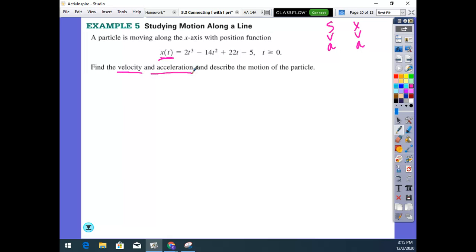All right, find the velocity and acceleration. That's the easy part. v of t is just the derivative of x. I'm going to put a over here just because I'm going to do some sign stuff with this one. Take the derivative of the derivative. Okay, set your velocity equal to 0. I can factor out 2.